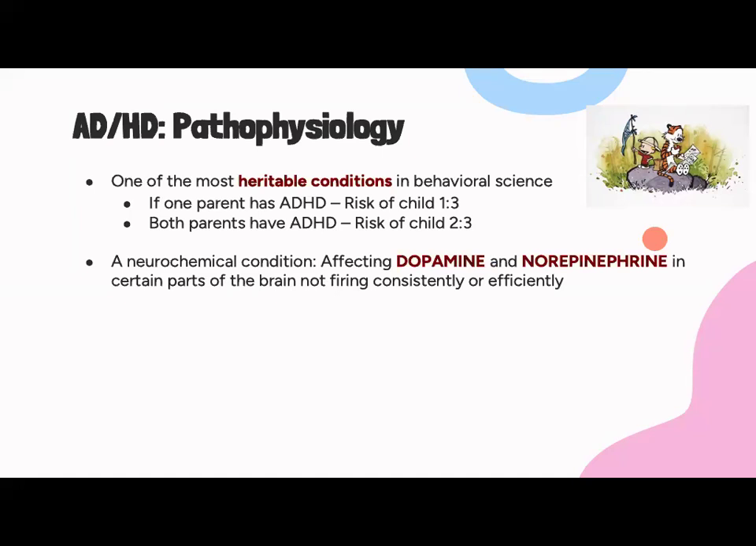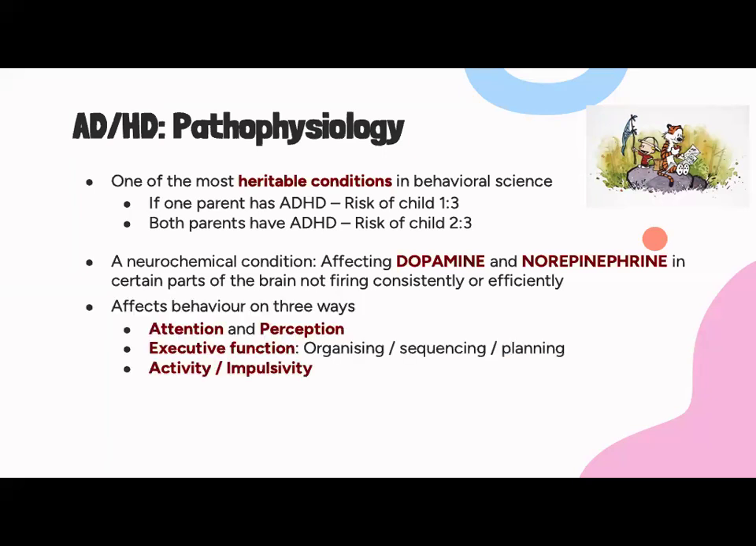When we spoke about autism, we spoke about the way people process information, so it has to do with the neural networks, whereas this has got very much to do with the neuropeptides that are bringing messages. The two major ones affected are dopamine and norepinephrine in particular parts of the brain, which we'll look at in a minute. What's interesting is it's not that the neuropeptides are not there at all. The problem is more that they're not firing consistently. So it's more about the flow of these chemicals rather than the amount.